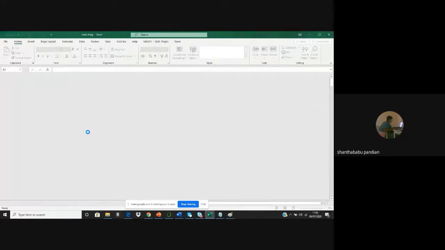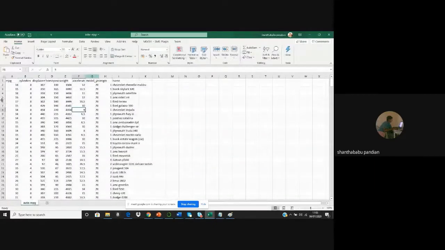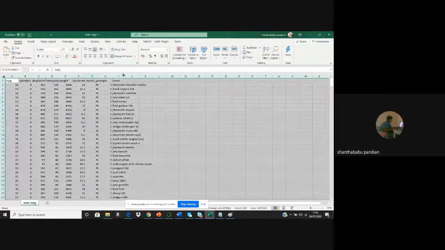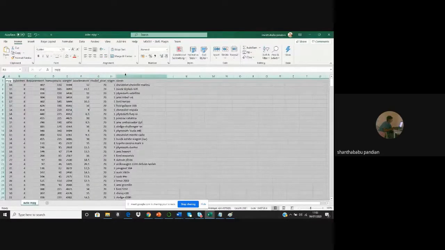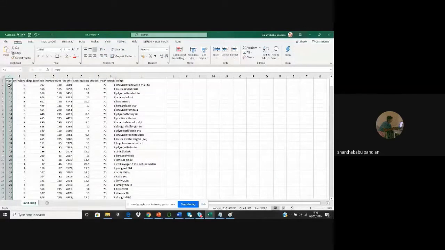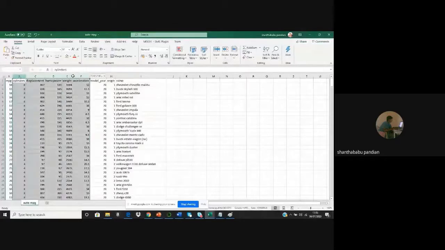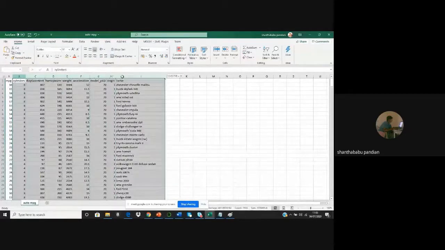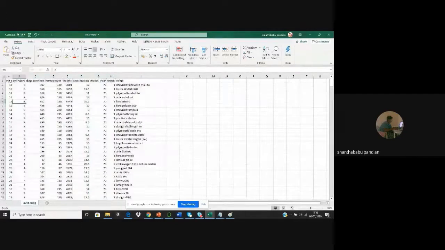See here, this is a simple data set. We can use this specific data set for other analysis as well. If I want to find out the MPG, I can consider the cylinder, displacement, horsepower, weight, acceleration, model year, origin and name. If I want to decide the specific parameter features, right?